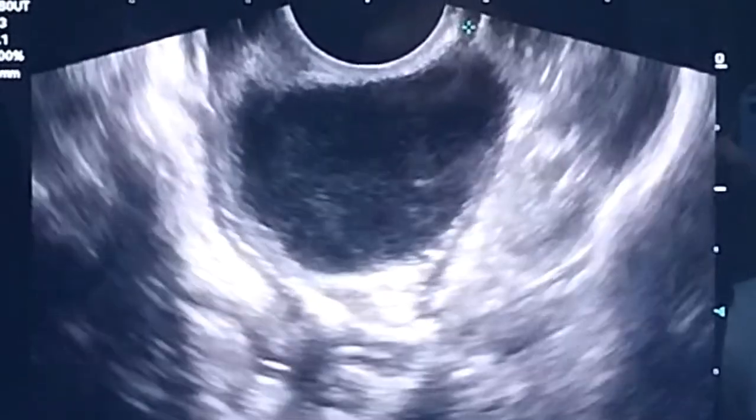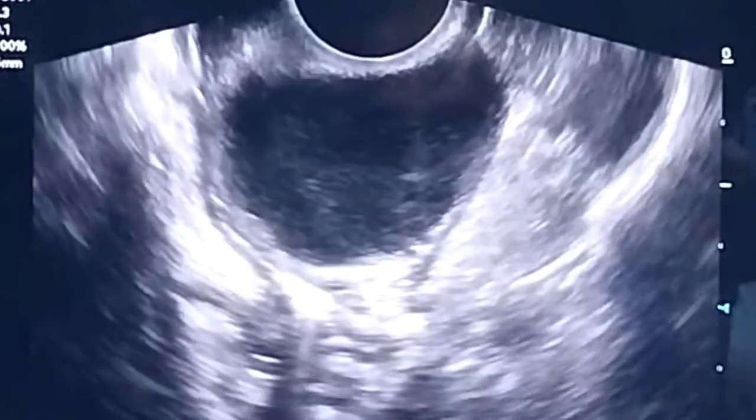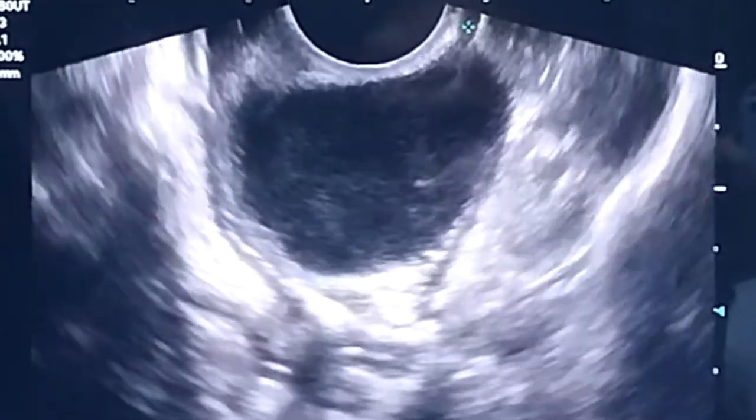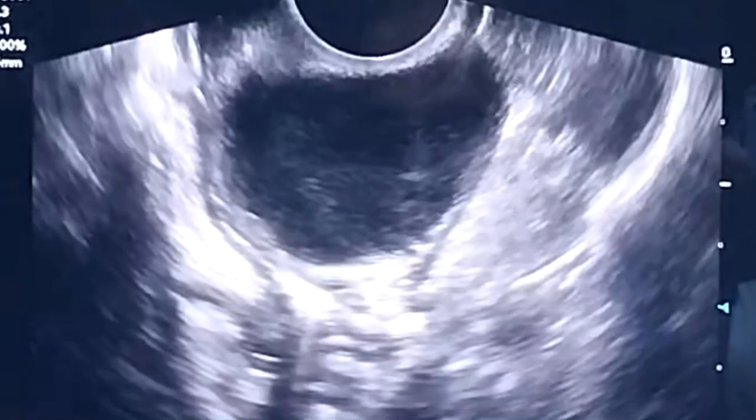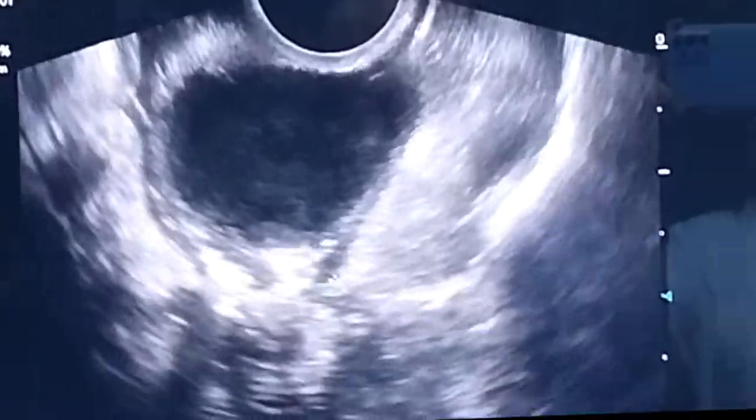And here this is the lumen, and this is the muscularis propria of the opposite wall. This is what is called the double wall layering effect. Okay?